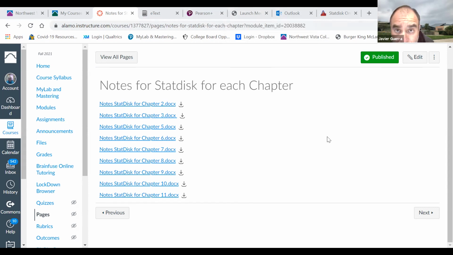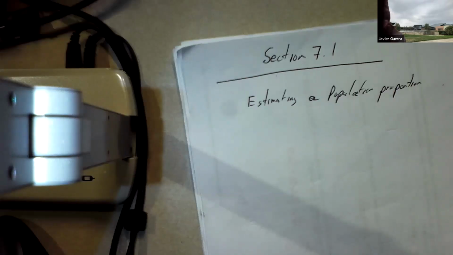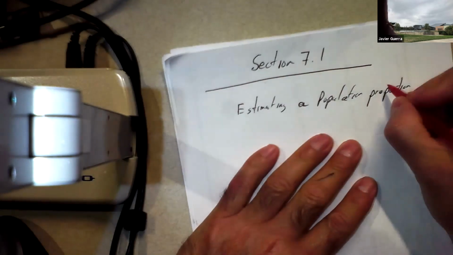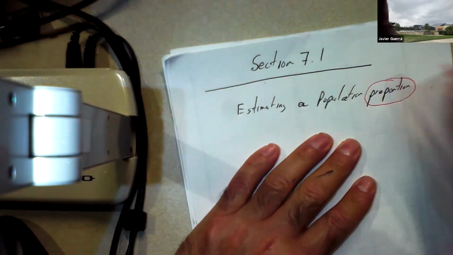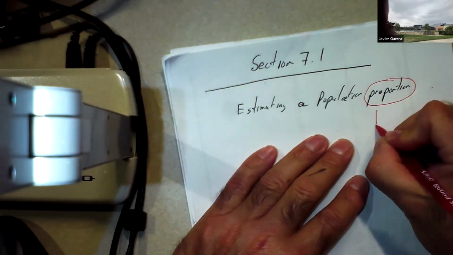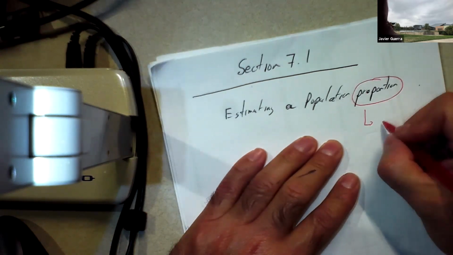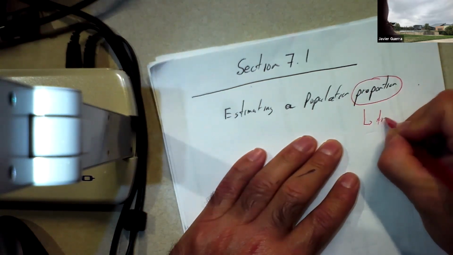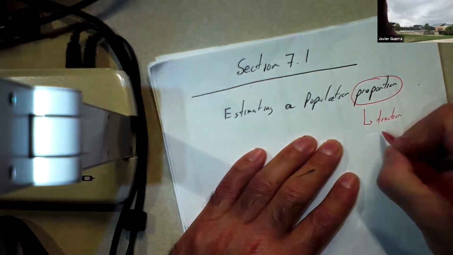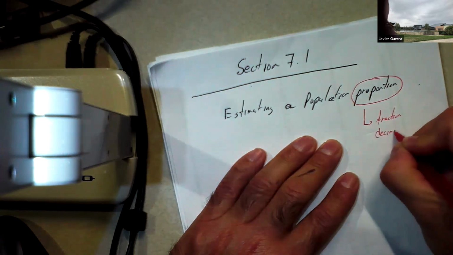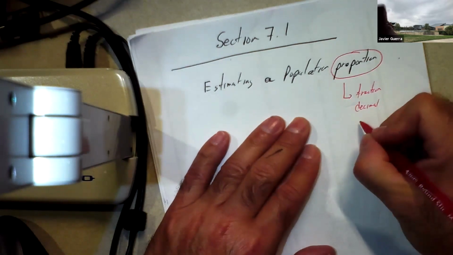Put it on the screen. Estimating a population proportion. Now, you're like, well, what the heck is a proportion? All right, so a proportion can be a fraction. It can be a decimal, or it can be a percentage.